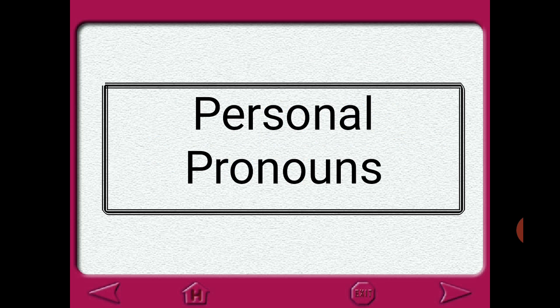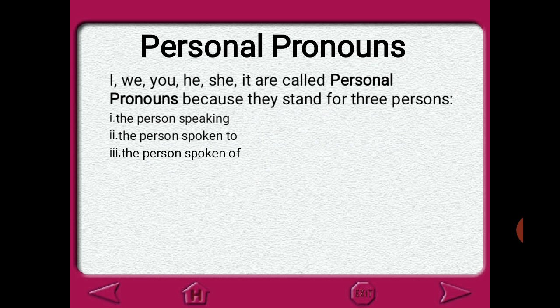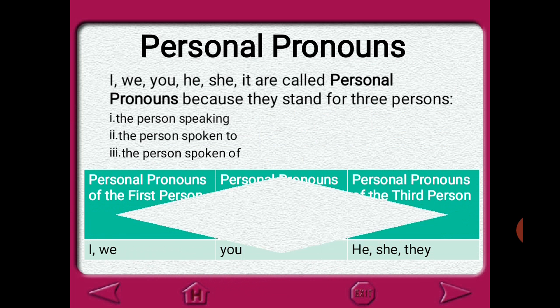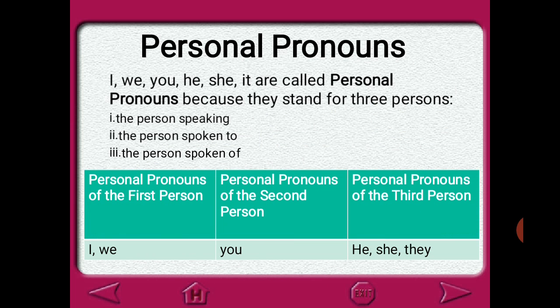Let's see the personal pronouns first. Personal pronouns: I, you, we, he, she, it. These are all the personal pronouns. And why do we call them personal pronouns? Because they stand for 3 persons. Either the person speaking, or the person spoken to, or the person spoken of.